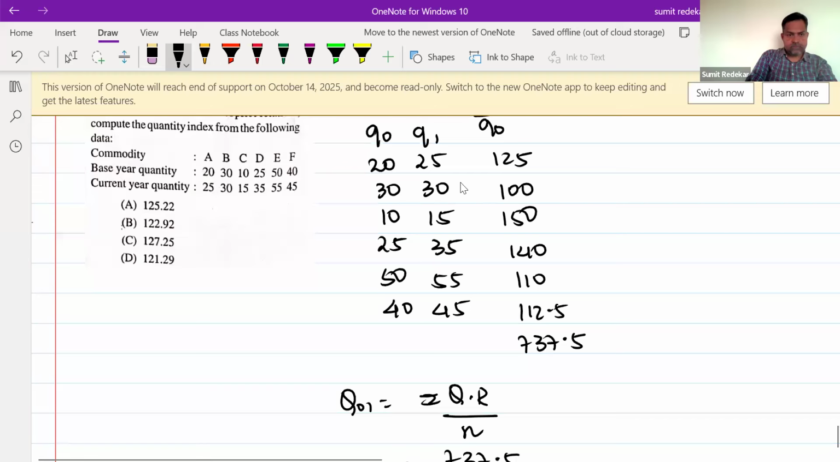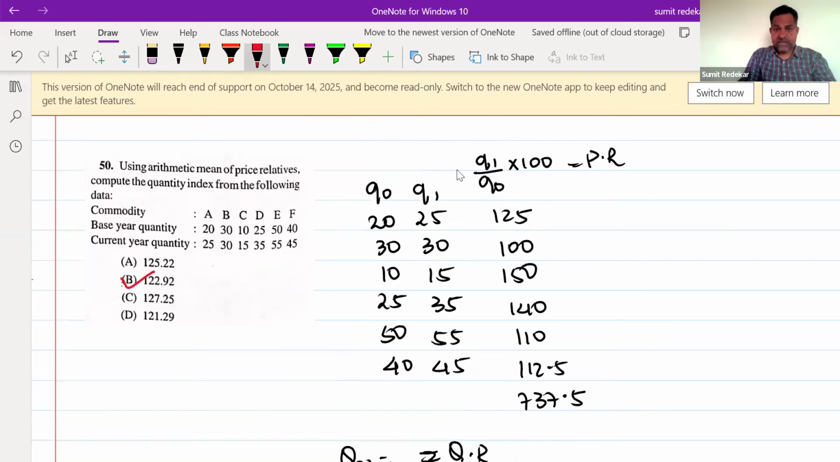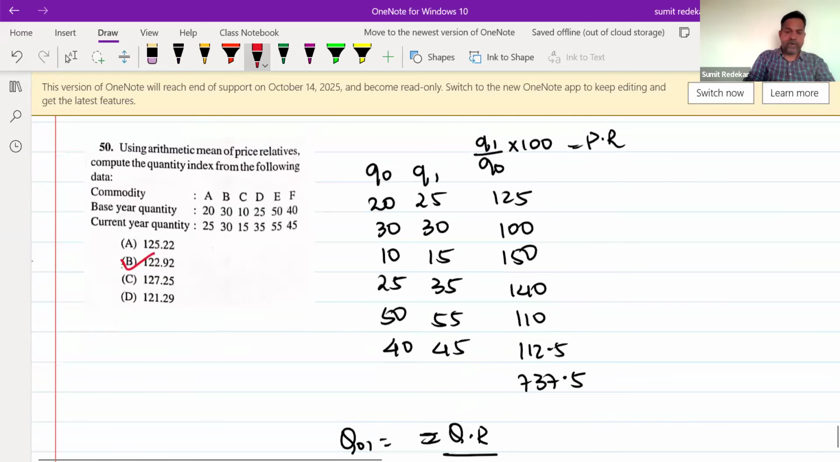Is that an option? Yes, 122.92, 122.91, 666, so 121.92. And that's it. These are the 50 questions for the December 25 paper.